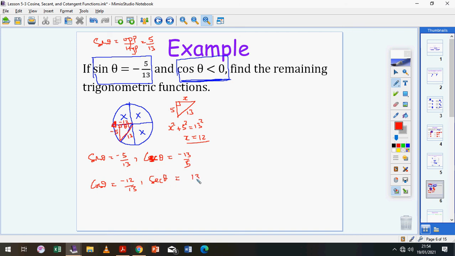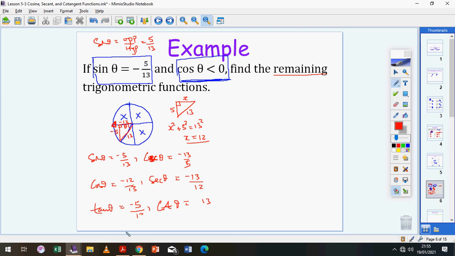I can find the tangent of the angle because I was asked to find all the remaining ratios, all the remaining functions. The tan will be opposite over adjacent. Oh sorry, it's negative 5 divided by negative 12. Sorry again, negative 5 divided by negative 12, opposite over adjacent.